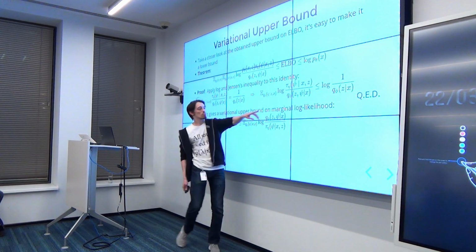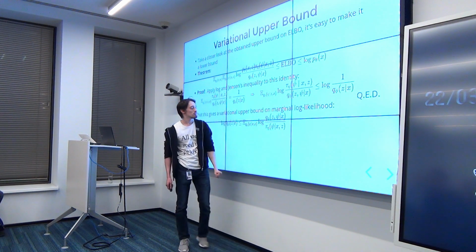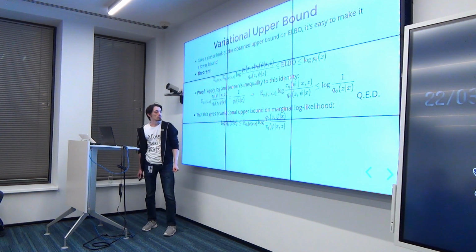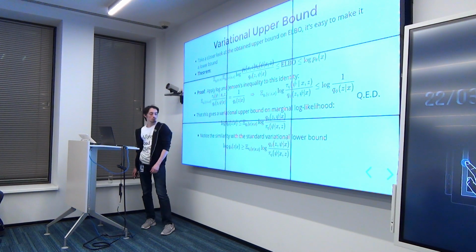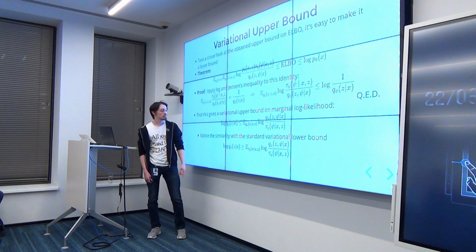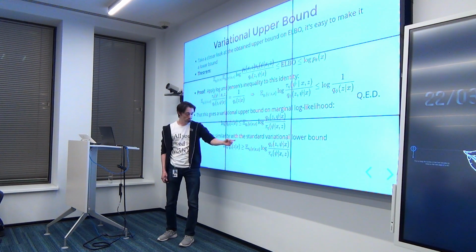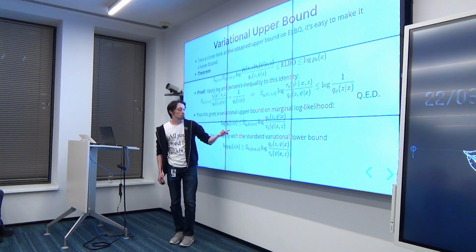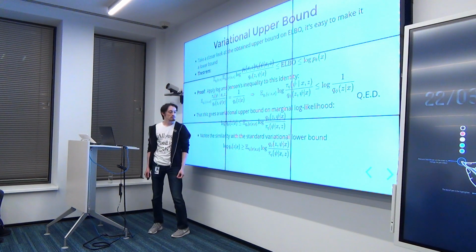One can also negate both sides of this identity and obtain a variational upper bound on the marginal log likelihood, on the marginal log density of the following form. Compare it with the standard variational lower bound of this form, and the only difference, as you can see, comes from which distribution we use to sample our psi's from. We sample psi from the true posterior, then we get an upper bound. If we sample psi from the variational distribution, we get a lower bound. Well, that's a neat result.